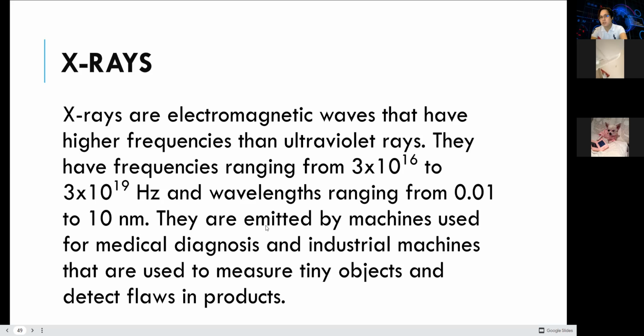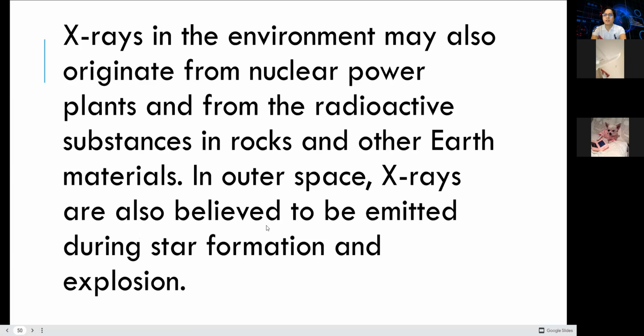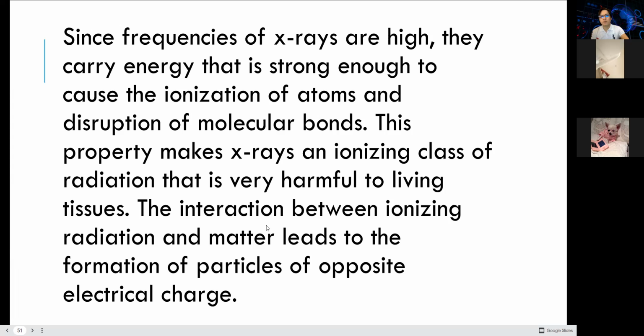So these are actually used in medical uses or medical diagnosis. Because X-ray is widely used, let's take a look at the effects of this. X-rays in the environment may also originate from nuclear power plants and from radioactive substances in rocks and other earth materials. In outer space, X-rays are also believed to be emitted during star formation and explosion. Since frequencies of X-rays are high, take note, they carry energy that is strong enough to cause the ionization of atoms and disruption of molecular bonds.